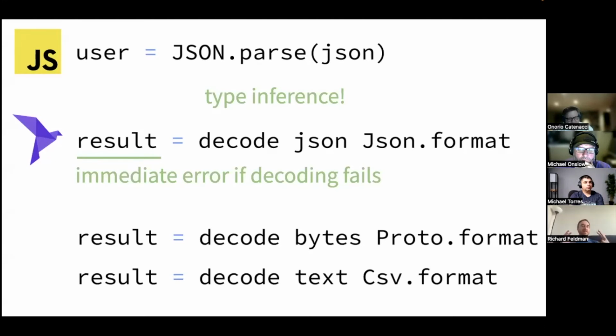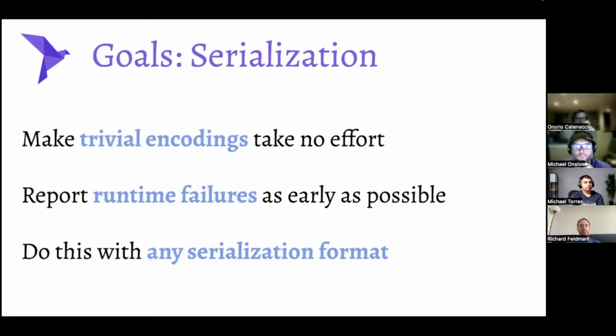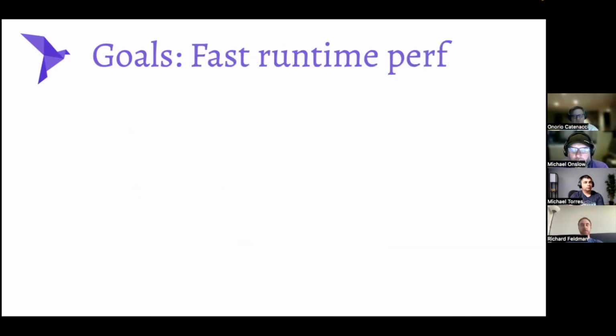I want the ergonomics of just being able to say, just decode the thing, figure it out with type inference, but also having it fail immediately if it's going to cause problems later. So, summarizing our goals when it comes to serialization: make trivial encodings like this take no effort at all. Report runtime failures as early as possible, and do this with any serialization format, not just JSON, but also protocol buffers, CSV, whatever else, anything people can define in user space.